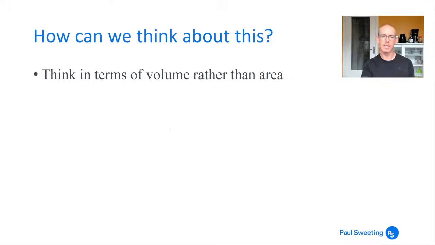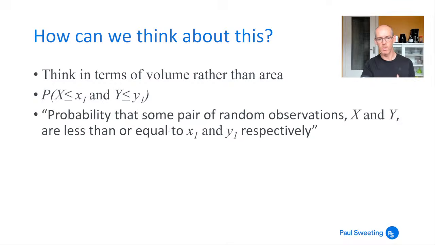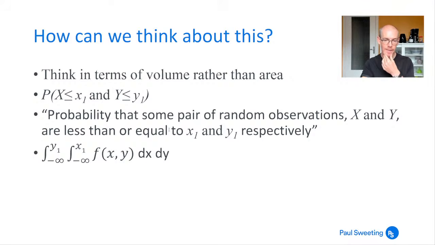So as I say, to think about this, you need to think about it in terms of volume rather than in terms of area. So the probability that x is less than x1 and y is less than y1, or more precisely, the probability that some pair of random observations, x and y, are less than or equal to x1 and y1 respectively. Or you can think of it as being the integral from minus infinity to y1 and minus infinity to x1 of the density function f(x,y) dx dy. Or f of x1, y1, the joint probability distribution for x1 and y1.